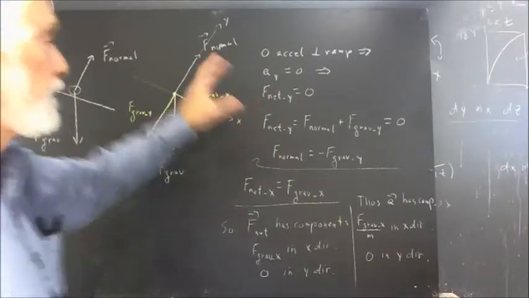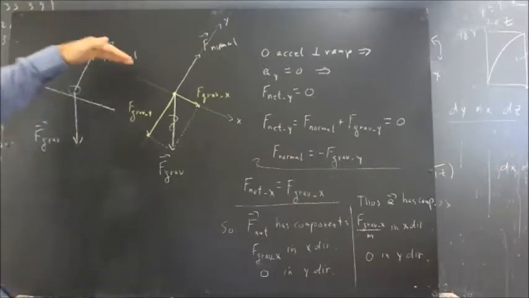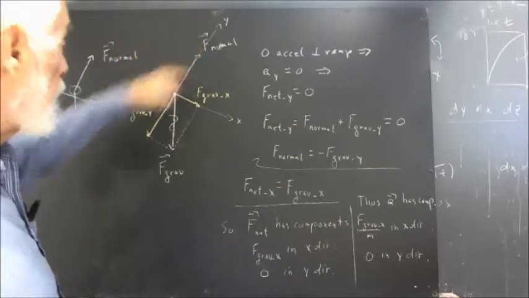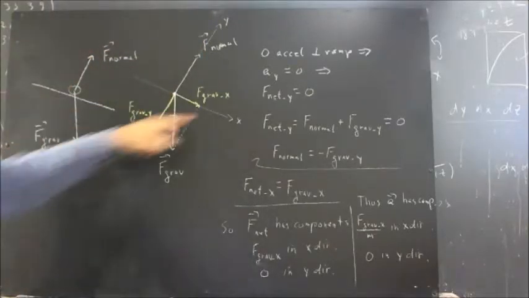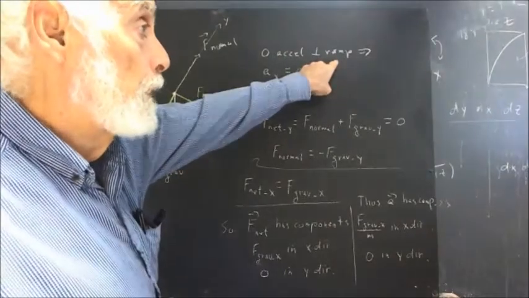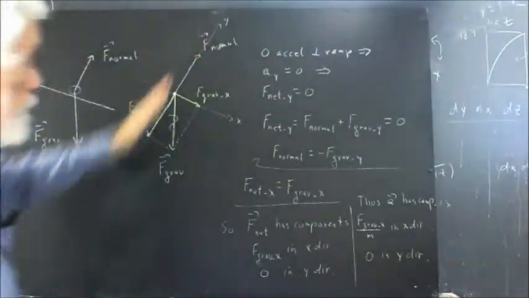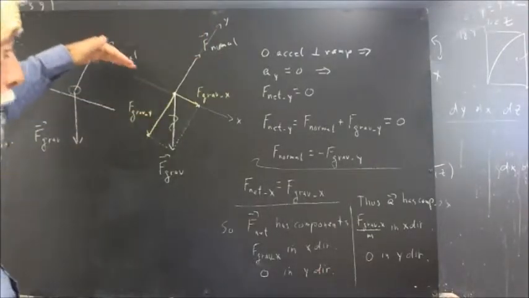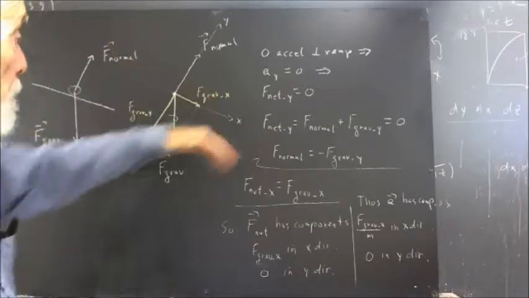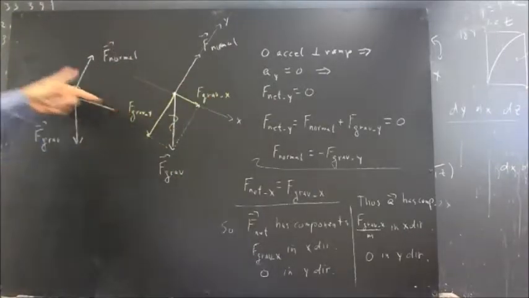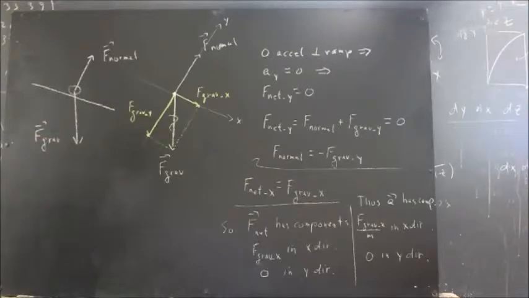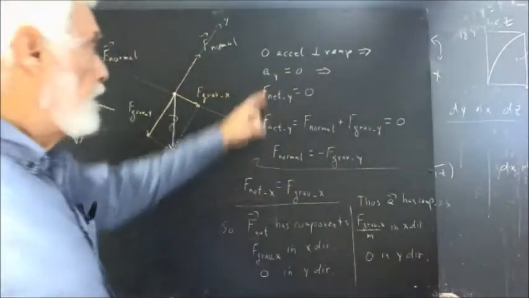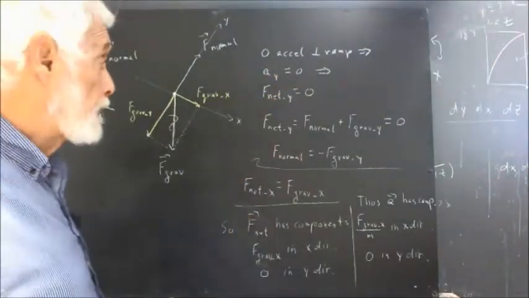So, and that is the reason we chose the x and y axes to be in this direction. We chose the y-axis to be perpendicular to the ramp because we know there's zero acceleration perpendicular to the ramp. That was the motivation for this orientation of the coordinate axes. With also a very good reason for the x-axis to be parallel to the ramp, because that's the direction in which the ball does all its moving. Okay, so zero acceleration perpendicular to the ramp means there's no acceleration in the y direction.